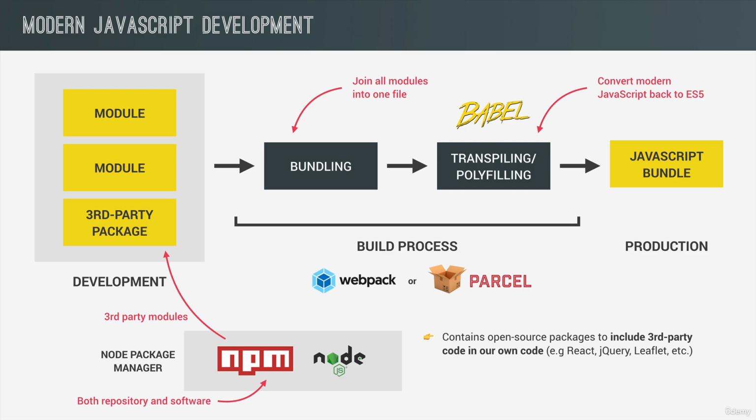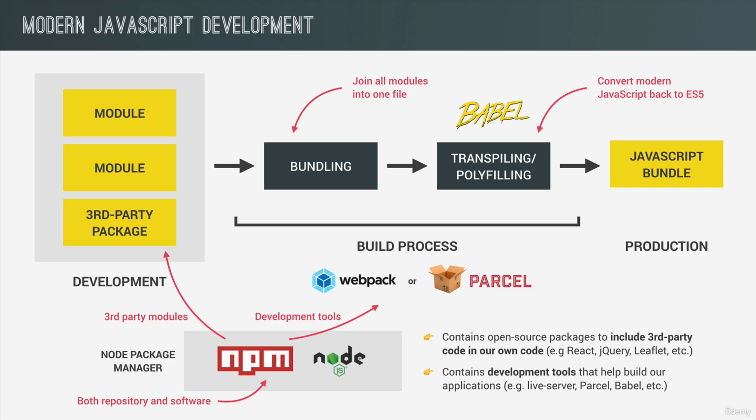Now, these development tools are actually also available on NPM. So just like packages that we include in our code, we will download and manage tools using NPM as well. And these tools include the live server that we've been using all along, the Parcel bundler that we just talked about, or Babel to transpile code back to ES5.